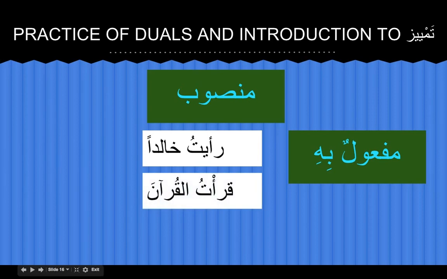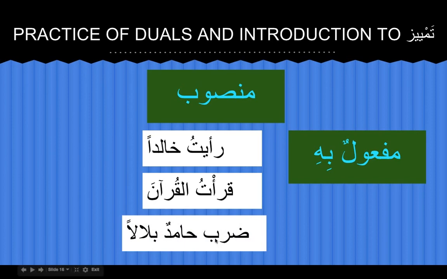For example, qara'atu, I read what? Al-Qur'ana. Al-Qur'ana. So it's with fatha. So that is a maf'ulun bihi, a mansoob form. And we've done this example before. Daraba Hamidun Bilalan. So Hamid hit Bilal. So Bilalan is the object. We're receiving the action. So that is a mansoob.